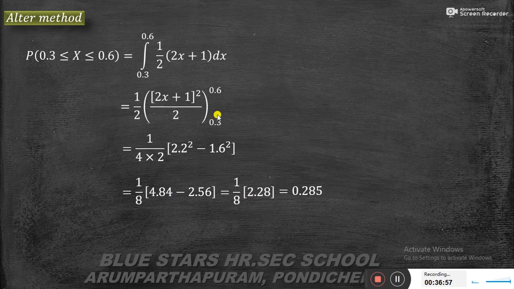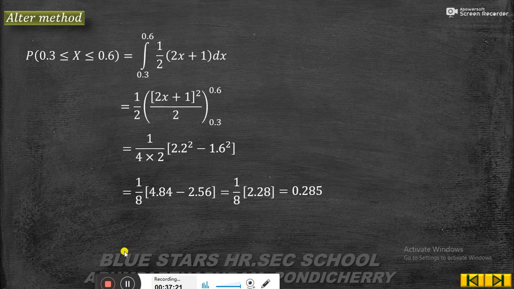Substituting the upper limit, the answer is 4.84, minus the lower limit, 2.56. Therefore 1 by 8 into, subtracting 4.84 minus 2.56, gives 2.28. So 2.28 by 8 is 0.285. This is the answer for the probability of 0.3 less than or equal to x less than or equal to 0.6. We complete the class.